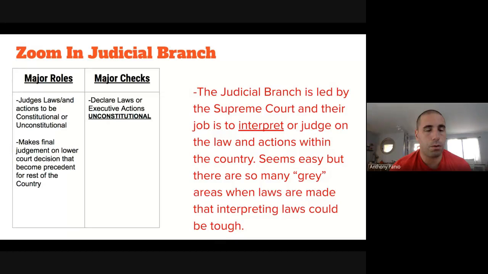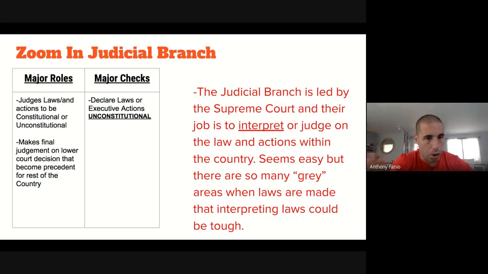So the 2 main goals of the judicial branch, the first thing is this term constitutional or unconstitutional. Let's just go over it quick. If something's constitutional, it's another way of saying that something is legal because that is the correct interpretation of the Constitution. So if it's something written in the Constitution, something the Constitution and the Founding Fathers intended, that's another word for legal. Okay?